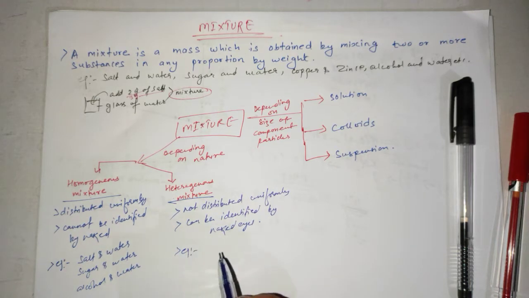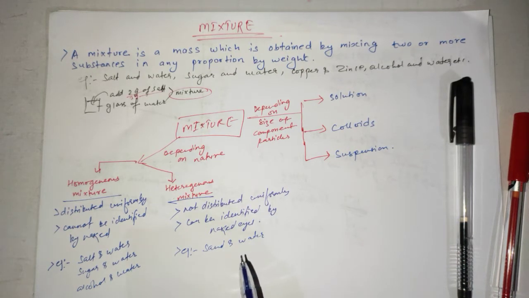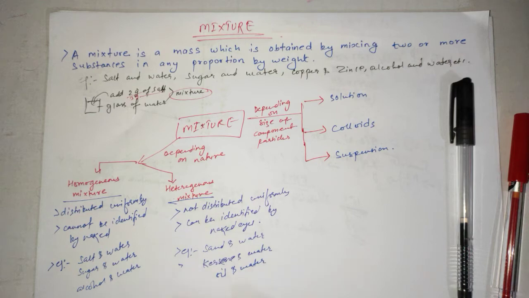Similarly, the examples of heterogeneous mixtures are sand and water. When we mix sand and water, we can easily identify the sand that is present in the water. Kerosene and water. When we mix kerosene and water in a beaker, then the layer of the kerosene moves upward, whereas the layer of the water moves downward. It can be easily identified with the help of our naked eyes. Similarly, oil and water are some examples of heterogeneous mixture.